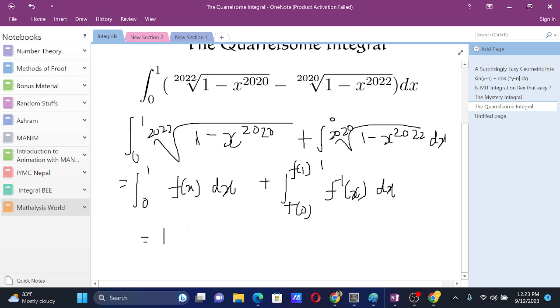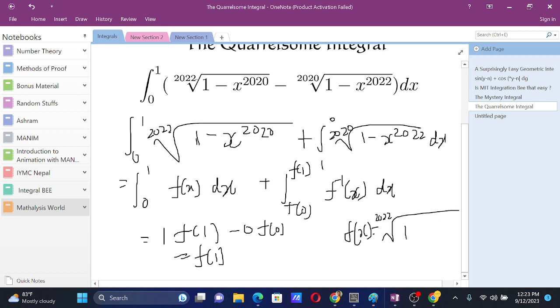So this integral should be 1 times f of 1 minus 0 times f of 0, that is f of 1. Now our f of x is this function, the 2022nd root of 1 minus x to the power 2020. So if you put 1 over here, it's just 0. So our integral will be 0, and that's the answer.